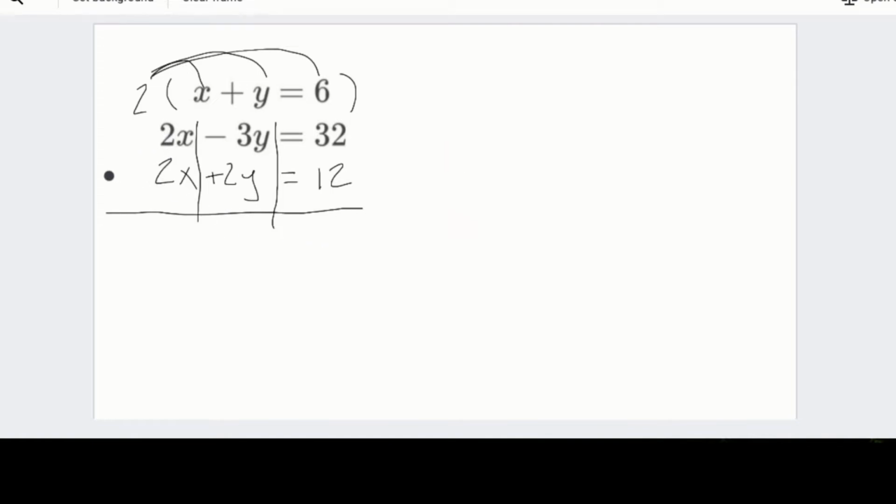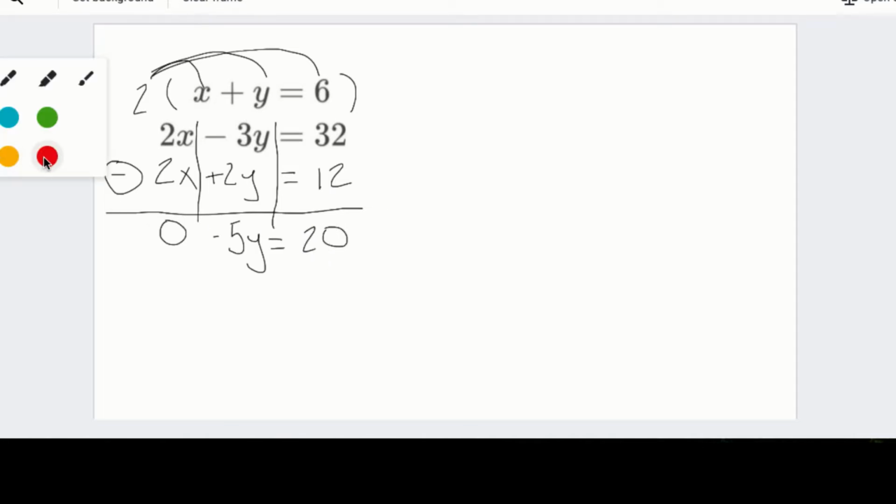Since the signs are the same, we know we're going to subtract. So 2x minus 2x is 0, exactly what we want. If you have a negative and you subtract a positive, you're making a bigger negative number. So this will be negative 5y. 32 minus 12 is 20. So remember, the nice thing about elimination is that you only have one step left. So we're going to divide by negative 5, which means y is negative 4.